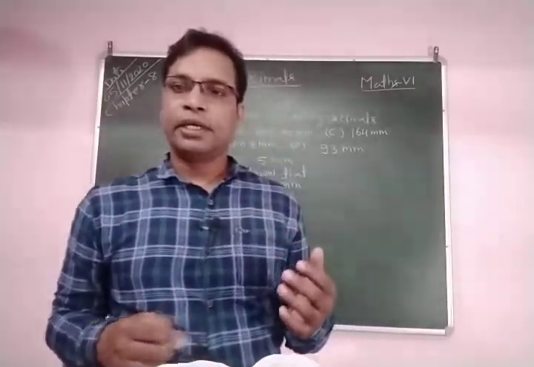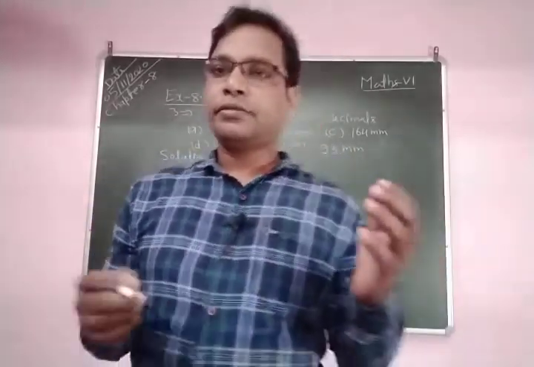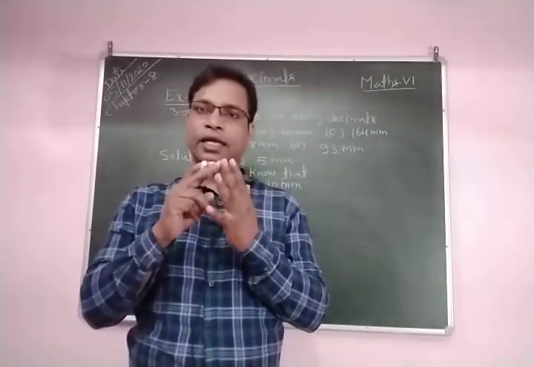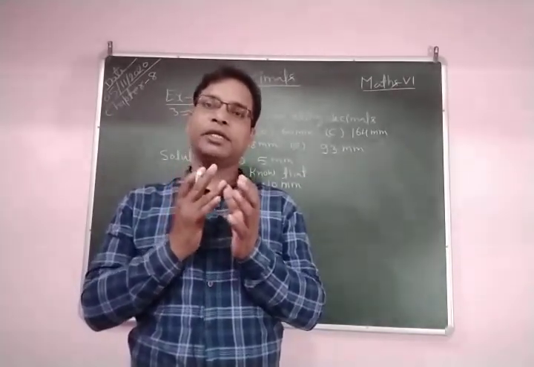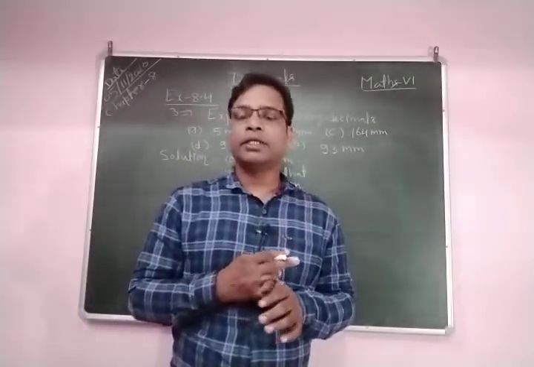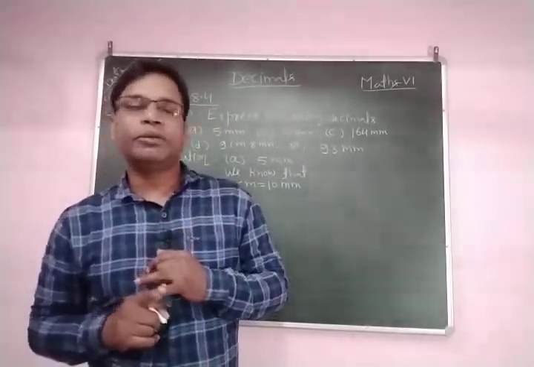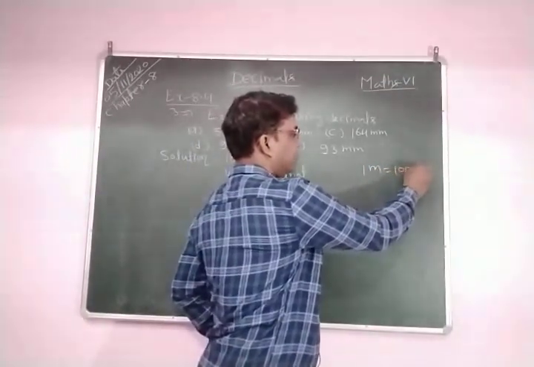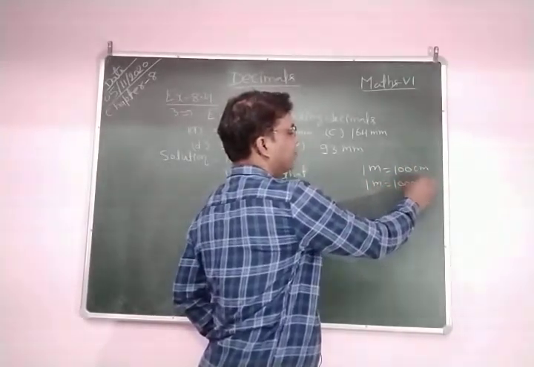Again I repeat: kilometer, hectometer, decameter, meter, decimeter, centimeter, millimeter. So 1 centimeter is equal to 10 millimeters, or you can say 1 meter is equal to how many centimeters? 1 meter is equal to 100 centimeters, and 1 meter is equal to 1,000 millimeters.